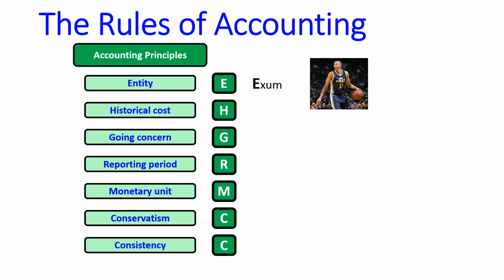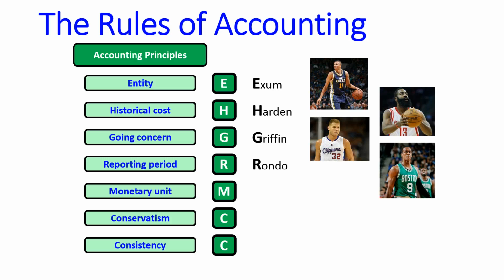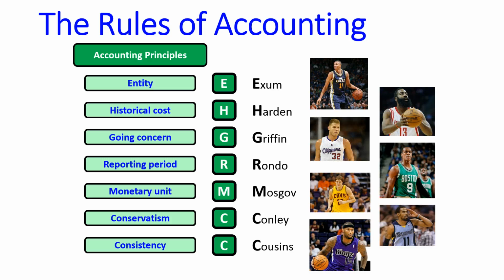I'm going to attach E to Dante Exum, H to James Harden, G to Blake Griffin, R to Rajon Rondo, M to Timofey Mozgov, C to Mike Conley, and C to DeMarcus Cousins. And now my job's a lot easier. All I've got to do now is remember 7 basketball players, and that'll help me remember the accounting principles.